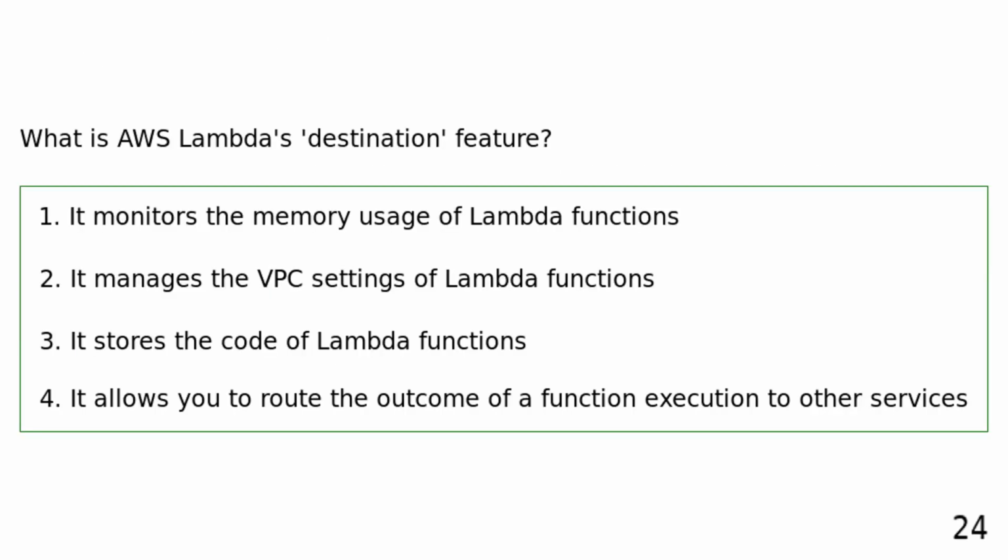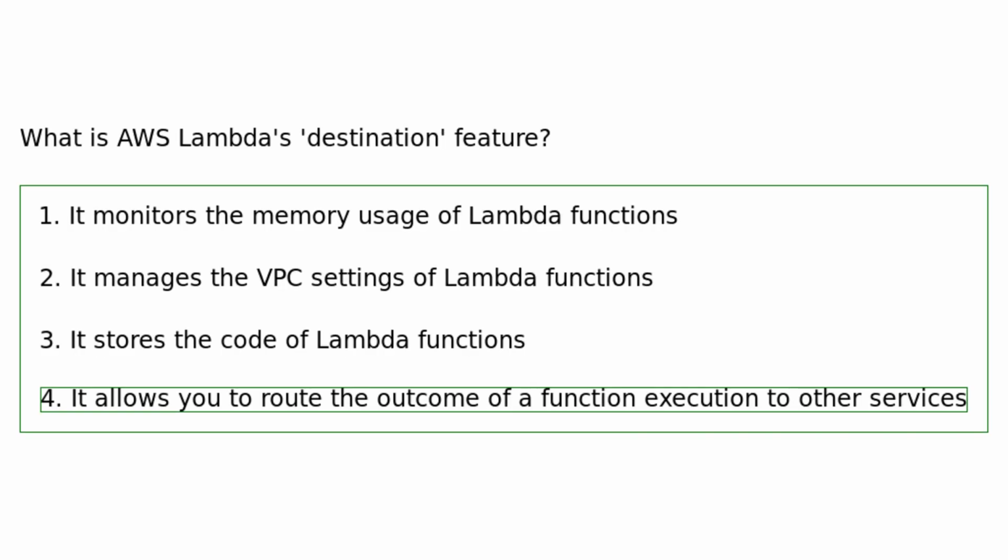What is AWS Lambda's destination feature? It monitors the memory usage of Lambda functions. It manages the VPC settings of Lambda functions. It stores the code of Lambda functions. It allows you to route the outcome of a function execution to other services. AWS Lambda's destination feature allows you to send the outcome of a function execution to other AWS services, such as SNS, SQS, Lambda, or EventBridge.